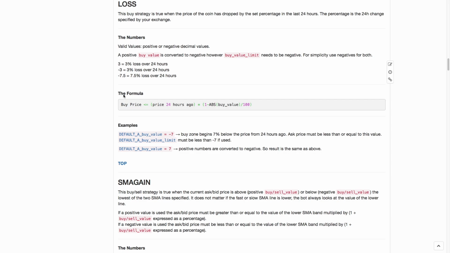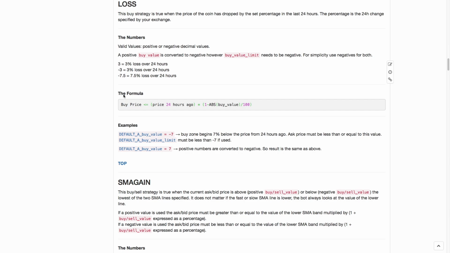So it says here the buy strategy is true when the price of the coin has dropped by the set percentage in the last 24 hours. So this does move along with the clock. This is in the candles on a chart. If you were to chart your particular coin that you're going to be evaluating for using the loss strategy, this does not just take the percent change over the current trading day.